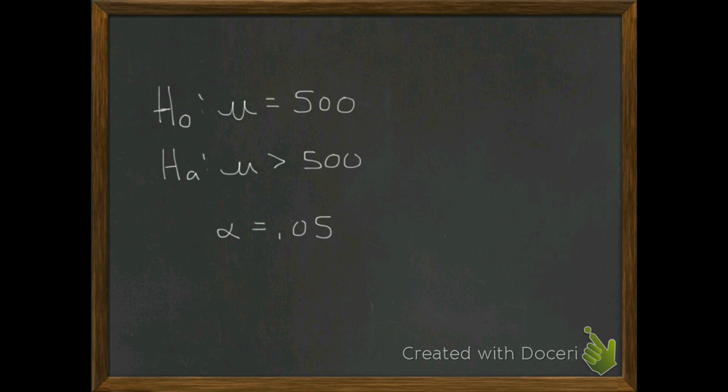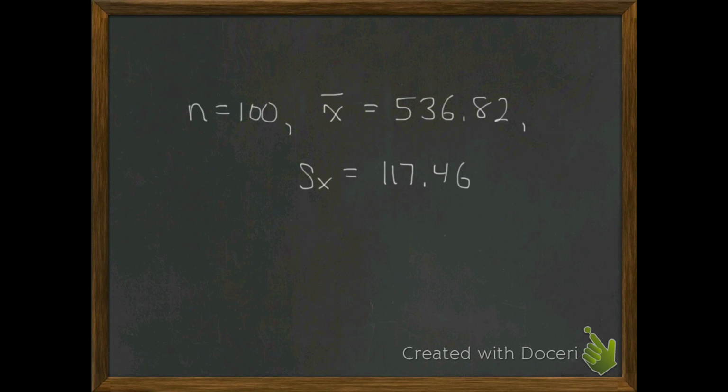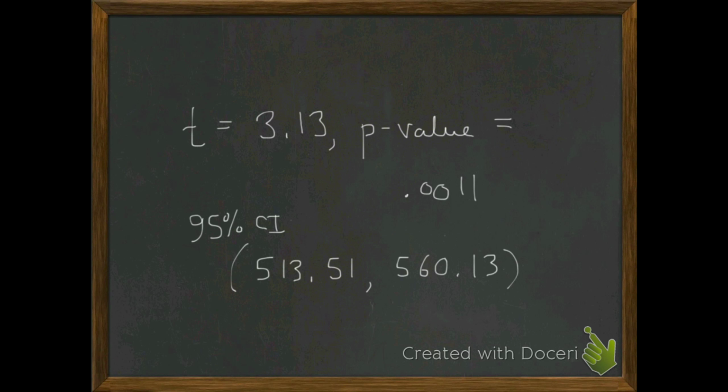Guys, what we know so far is the problem that I'm using as the example is we're testing the mean of 500 against a mean greater than 500, alpha level 0.05. We collected a simple random sample of 100 students, which had a mean of 536.82 and a sample standard deviation of 117.46.